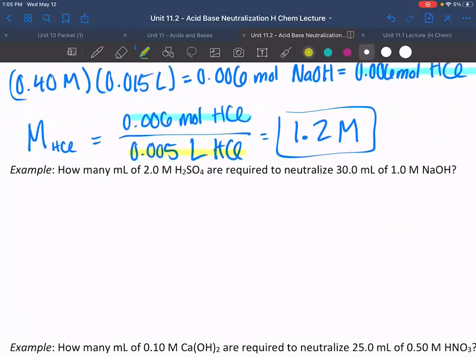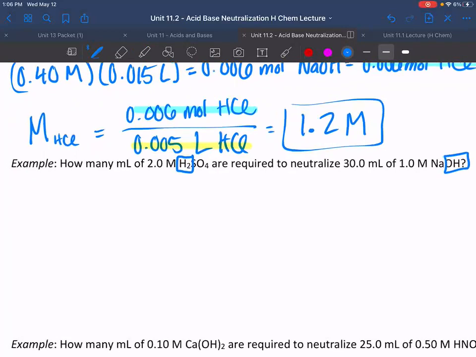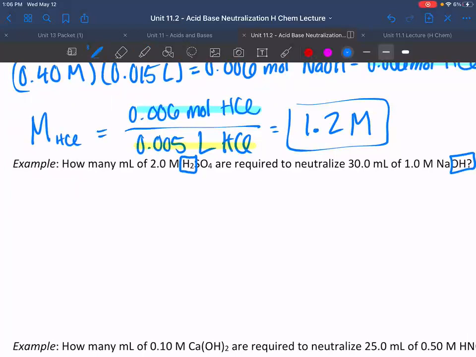Next one here. How many milliliters of a 2 molar sulfuric acid solution are required to neutralize 30 mL of 1 molar sodium hydroxide? For this one, pay attention to how many H's we have. We have 2 here, and we have 1 OH. So which one are we going to need more of to neutralize? The OHs, right? So what we need to know is for every 1 mole of H2SO4, we'll need 2 moles of NaOH. That'll be important here in a second.